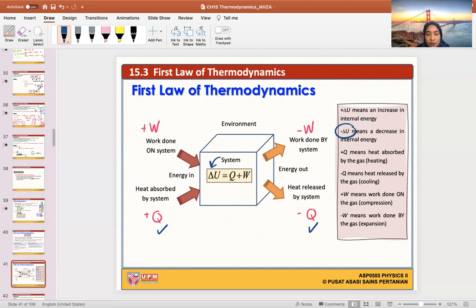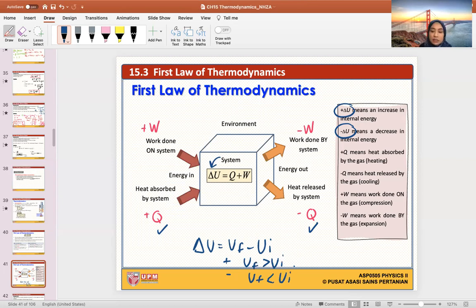Negative delta U means a decrease in internal energy, and a positive delta U means an increase in internal energy. This should be common sense by now, because why? Delta U is equal to U final minus U initial. If your final is greater than your initial, then yes, you will get positive. If your final U is less than initial, then you will get negative. U final greater than U initial, U final less than U initial.